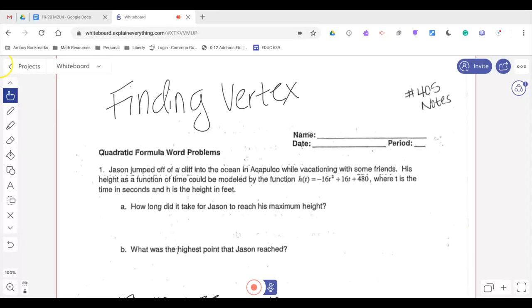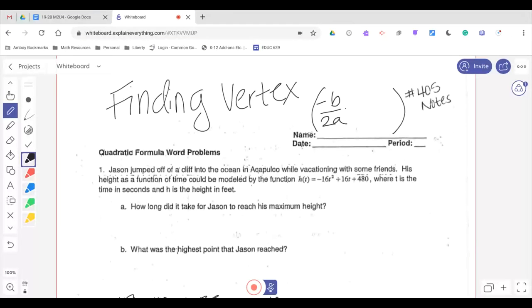Welcome back, Math 2. Today we're going to do some story problems where we're going to be incorporating that work that we have done previously to find the vertex, okay? So I want to remind you that the vertex, to find x, I use negative b over 2a, and then I will plug that back in to get y.